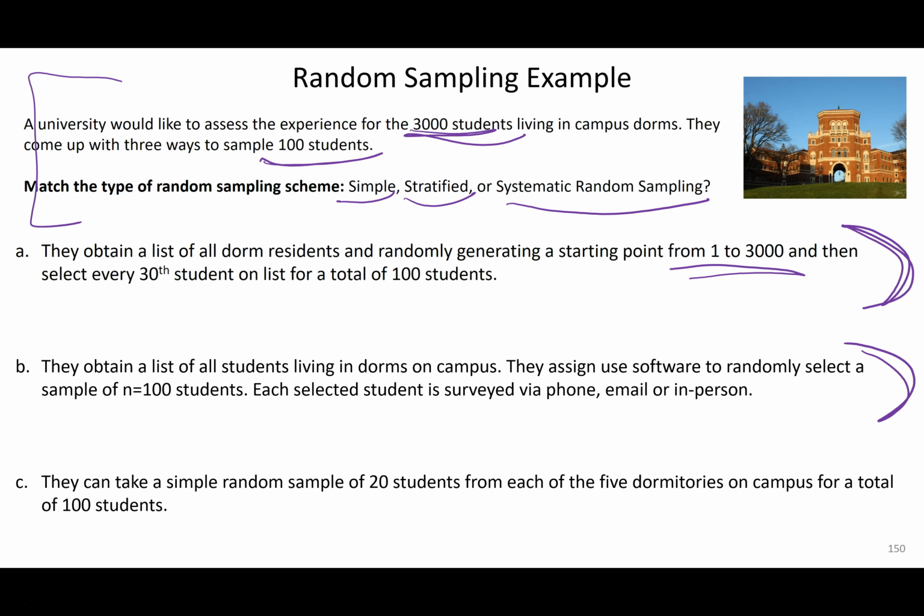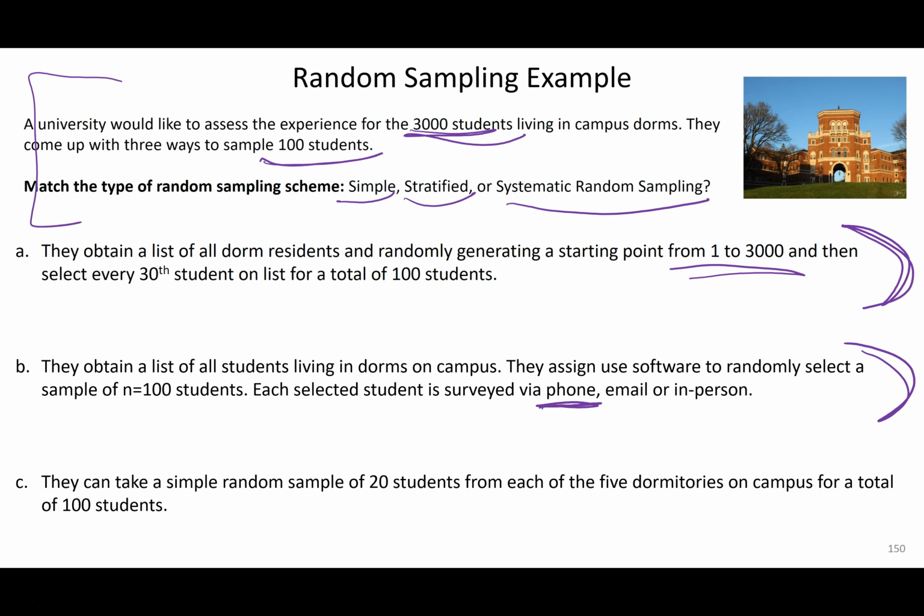So B, they're going to obtain a list of all students living in the dorms on campus. They're going to use software such as R to randomly select a sample of 100 students. Then they go ahead and they survey via phone, email, or in person. I warn you, it's much harder to sample millennials and Gen Z by phone. Much, much harder than it was in previous generations.